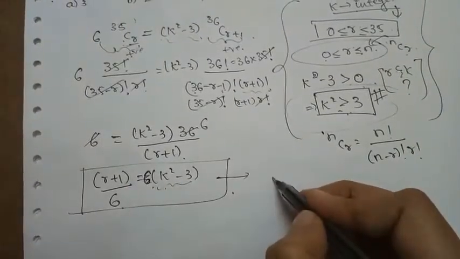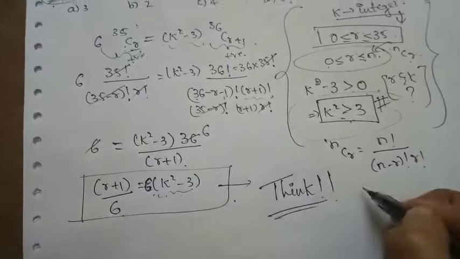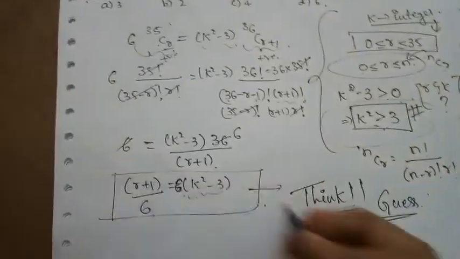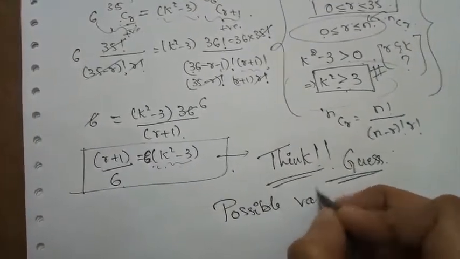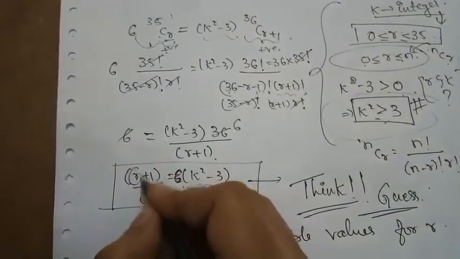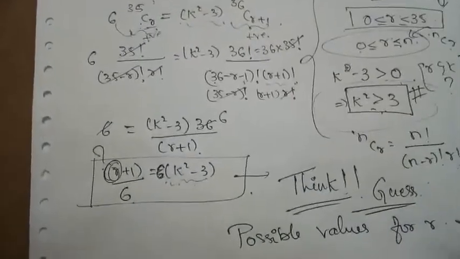So now we need to think here. The main thing is here, we need to think or guess what are the possible values for r. So what are the possible values for r? We need to think or guess here.